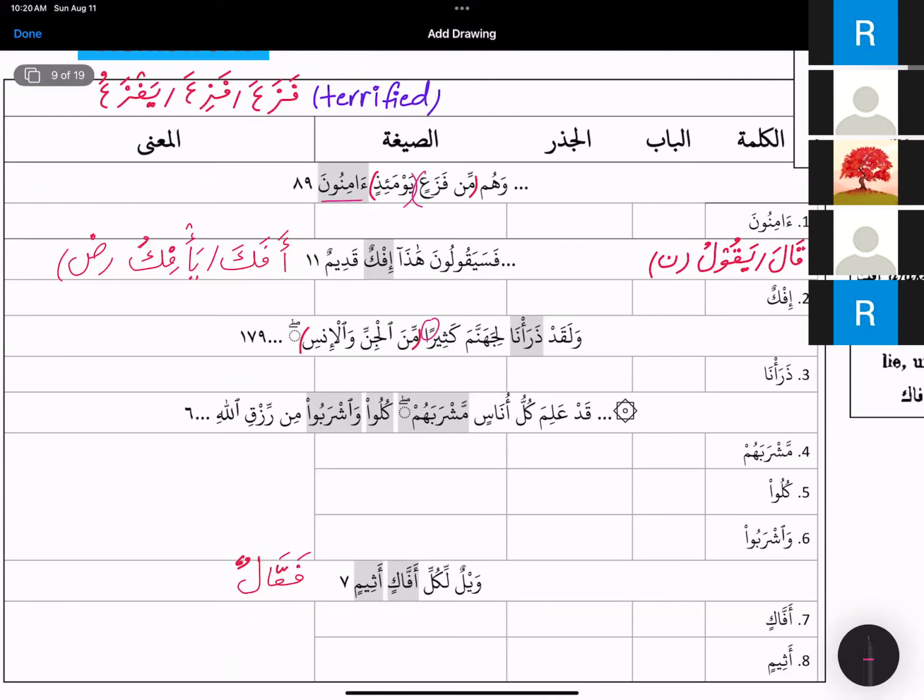Root letters are hamza, fa, ka, right? And then affakin. Fa'alin. No, it is not fa'il. Fa'alin. This is the wazan, Sigatul Mubalagha. This is Sigatul Mubalagha. Afakin. Athim. What kind of siga is athim? Fa'il. Yes, fa'il. And this is basically Sifatul Mushabbaha.